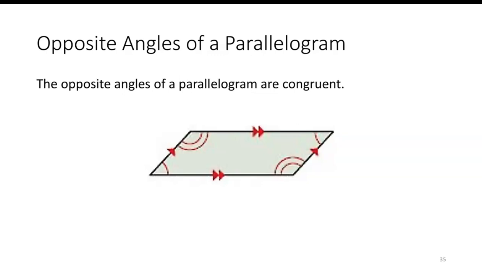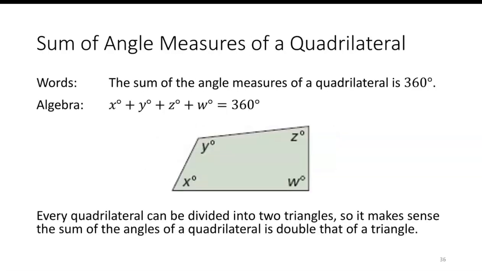I should point out that squares and rectangles are both types of parallelograms, except they always have 90 degrees. So the opposite angles for squares or rectangles are always going to be congruent because they're always 90. But this is true in general: for a parallelogram, opposite angles are congruent. And as far as the sum, if you add up the four angles of any quadrilateral, they will always add up to 360 degrees. So in this case, my angles are x, y, z, and w. x plus y plus z plus w will always equal 360.